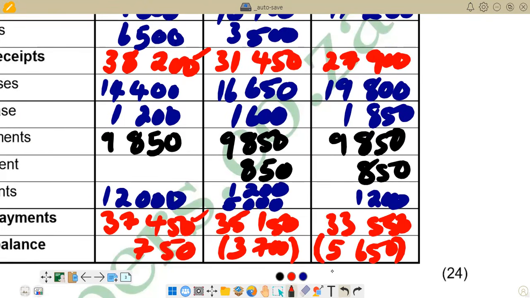So negative meaning the business is in a cash problem again. This is a liquidity problem that is there in the business. So that is what we have, guys, in terms of the question that we had for November 2022.